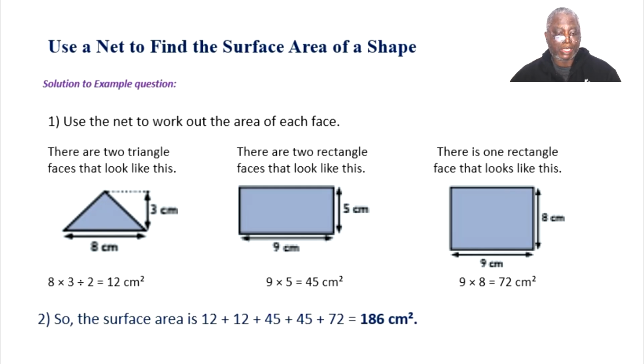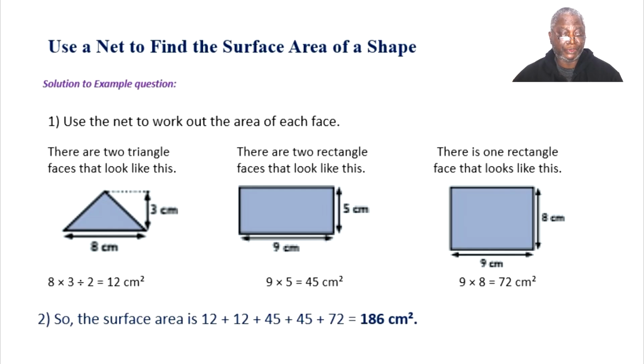Use the net to work out the area of each surface. Work out the area of the rectangles, the 2 different rectangles with the dimensions, and then work out the area of the triangles. Because it's a prism, we have 2 triangles, base and top, and then you have the sides to think about. Okay? So 8 times 3 divided by 2 is equal to 12 centimeters squared.